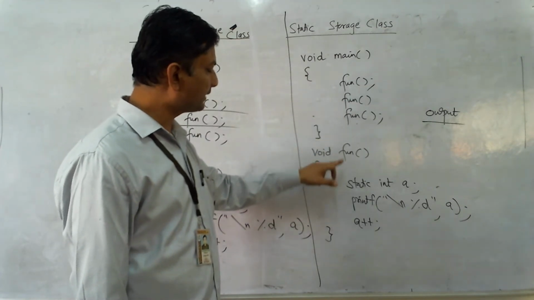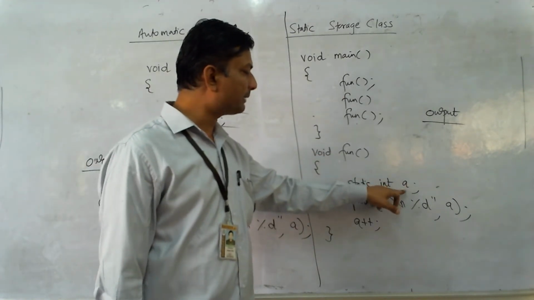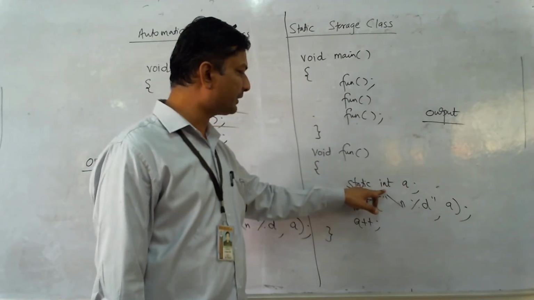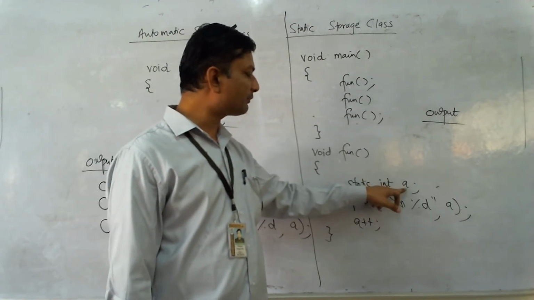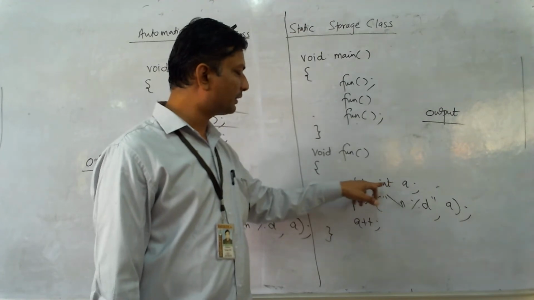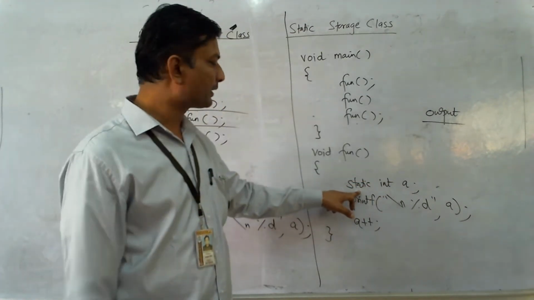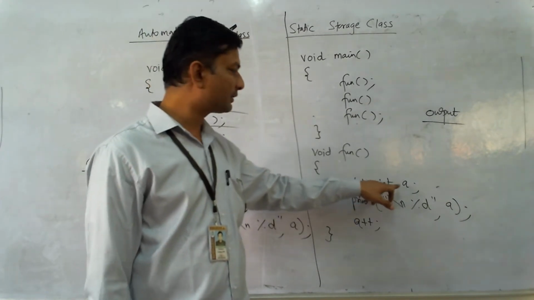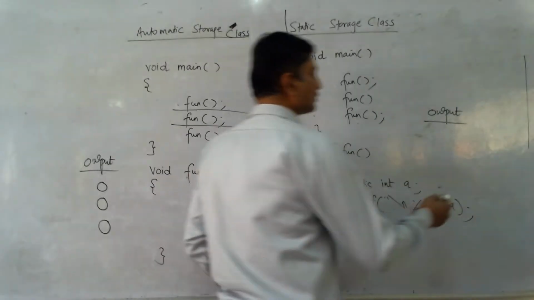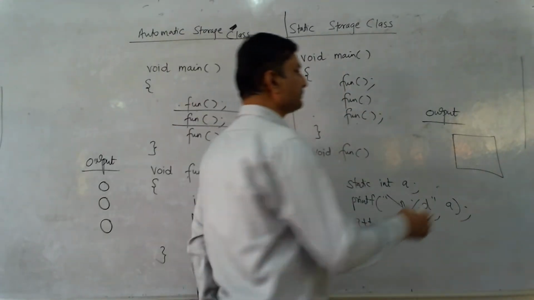In the first statement of function fun, a variable named a is declared of data type int and belongs to storage class static. A variable of storage class static occupies space in memory. And how much space will it occupy? Obviously 2 bytes, because its data type is int. So it occupies 2 bytes in memory.